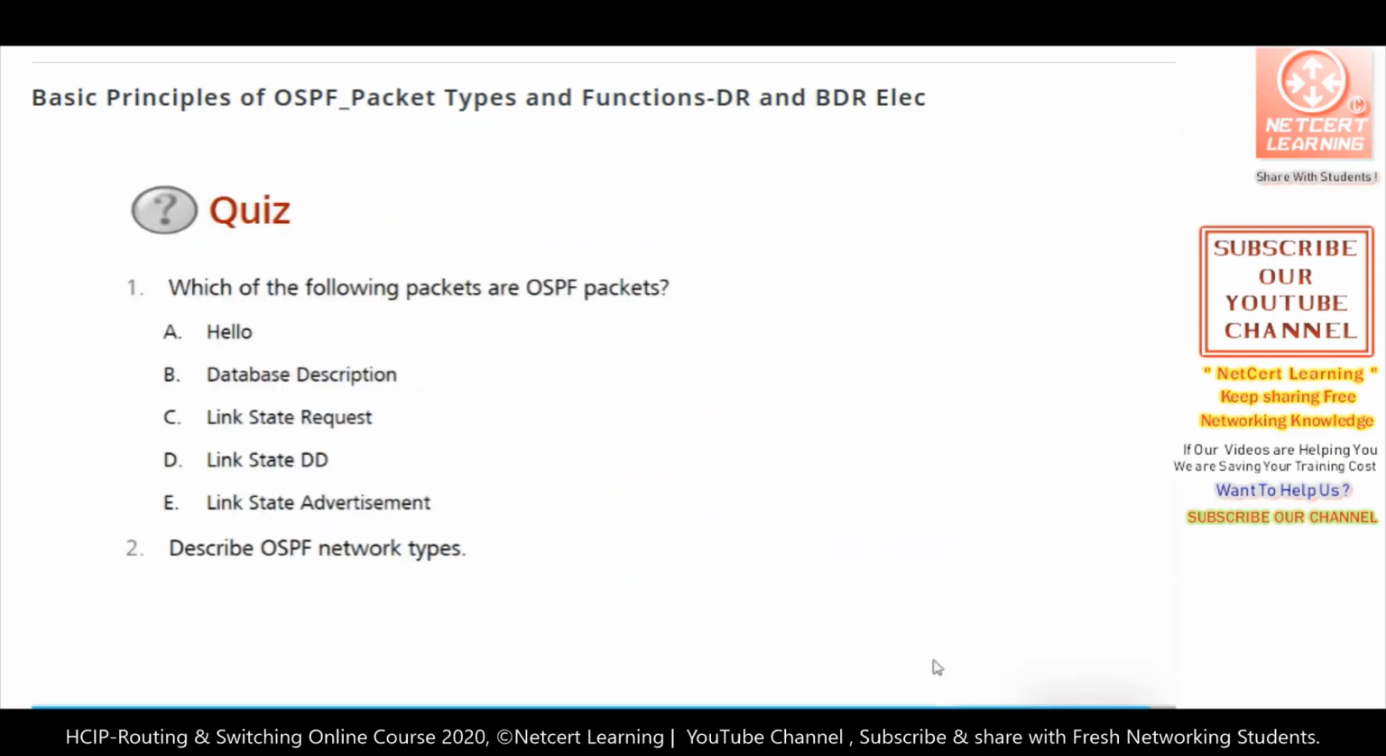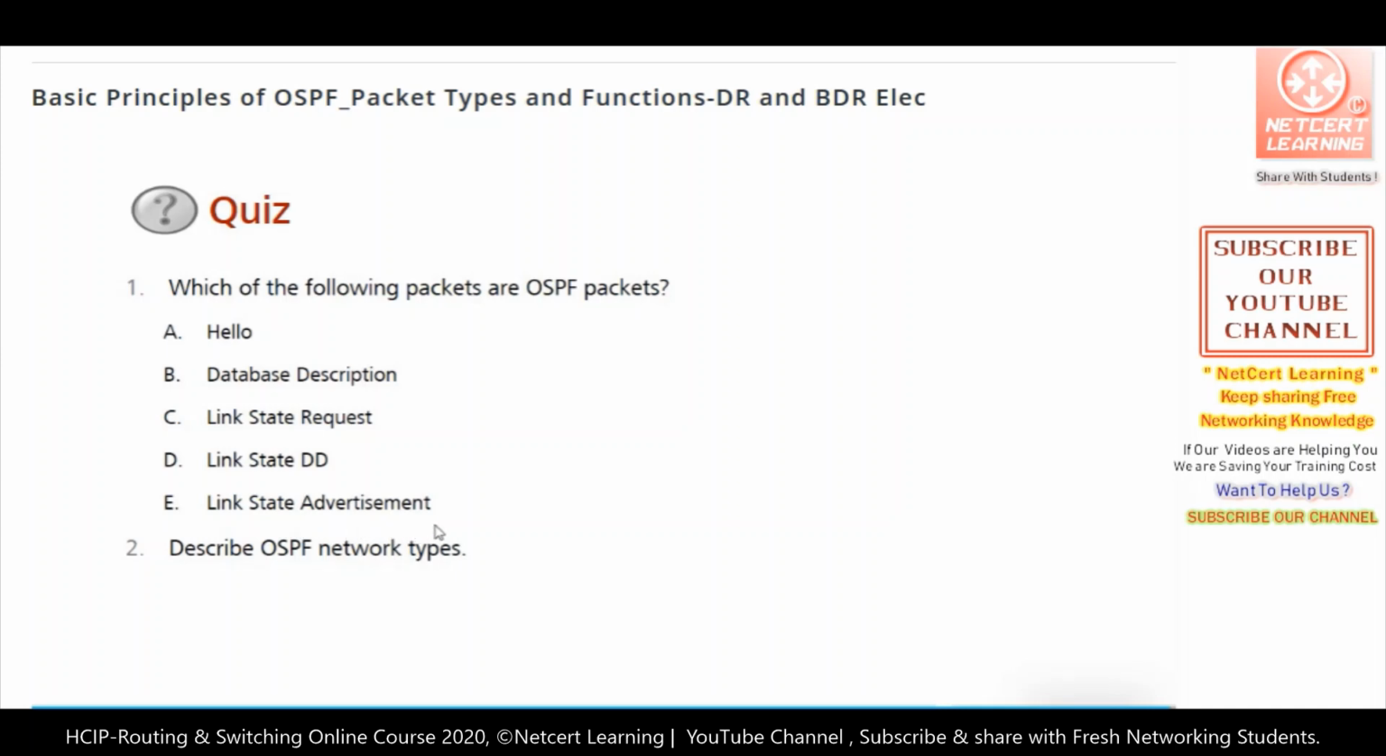Here, before ending our topic, we have a quiz. Which of the following packets are OSPF packets? The answers are A, hello, B, database description, C, link state request. There's no such thing called link state DD or link state advertisement. We only have 5 types. The other 2 are link state update and link state acknowledgement. So these are the only 5.